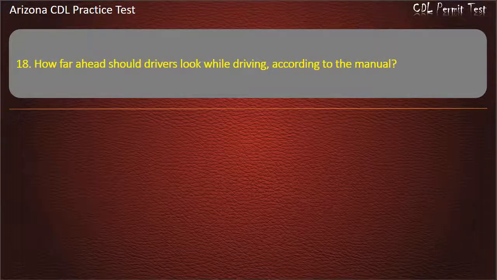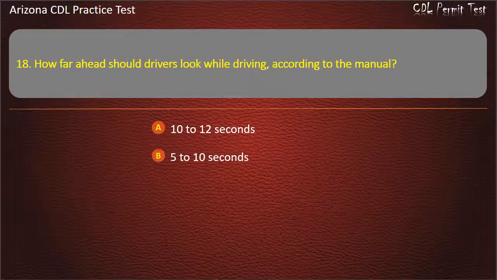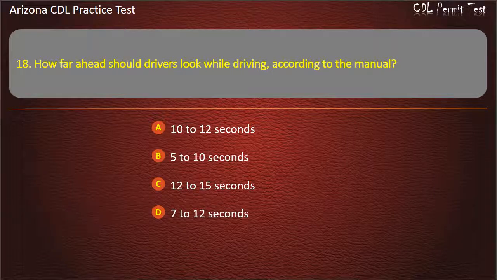Question 18. How far ahead should drivers look while driving, according to the manual? 10 to 12 seconds. 5 to 10 seconds. 12 to 15 seconds. 7 to 12 seconds. Answer. 12 to 15 seconds.